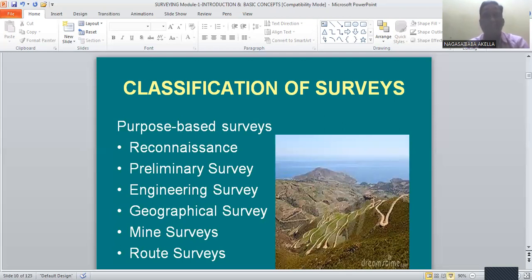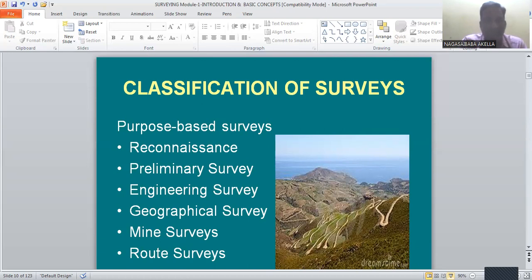Next, purpose-based surveys. Reconnaissance is an initial step of the survey where you are locating where the hills are, where the canals are, where the ponds are. You have to locate some features in this reconnaissance survey. It is a rapid and rough survey. It will give approximate positions of topographical features.